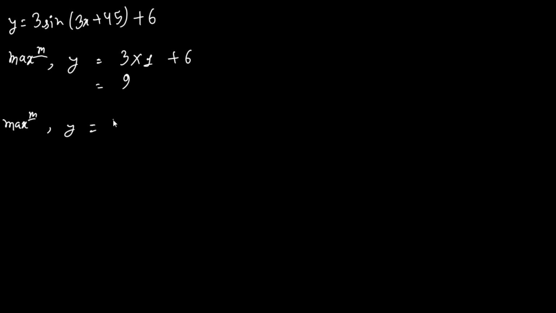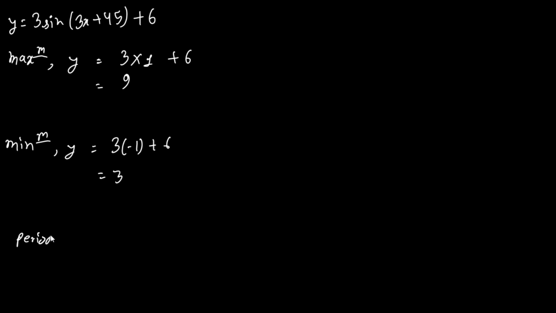As for the minimum point, we do the same thing. 3 times negative 1 plus 6, we get minus 3 plus 6. So our minimum point is at y equals 3. Now let us find the period of the curve, which is 360 divided by 3, equal to 120 degrees. So each point will repeat every 120 degrees.